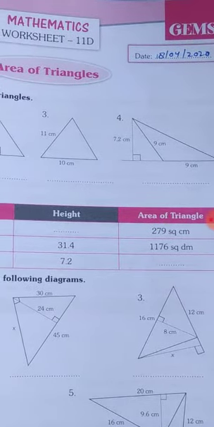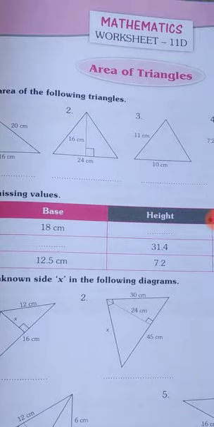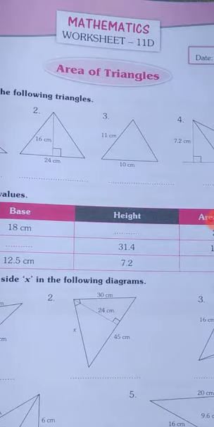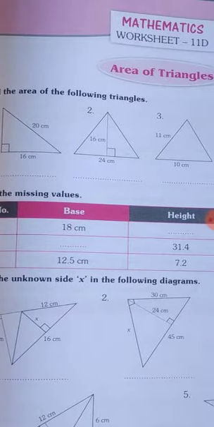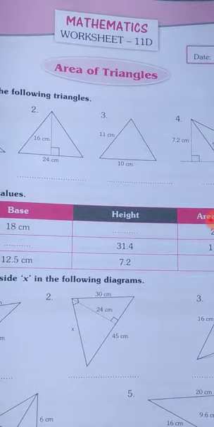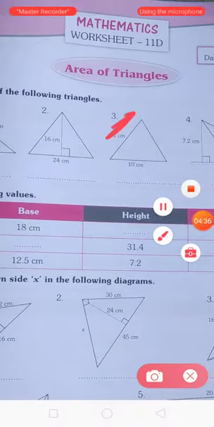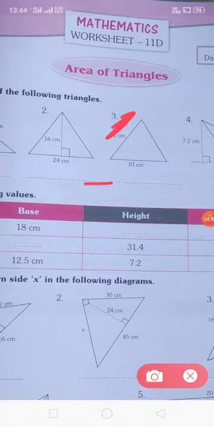In question number 3, I think there is some problem in this question, so we will not discuss it here.